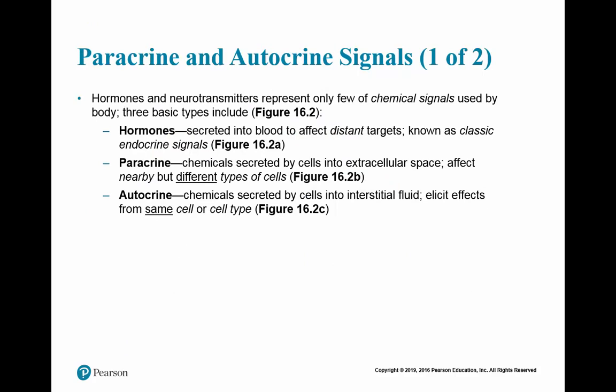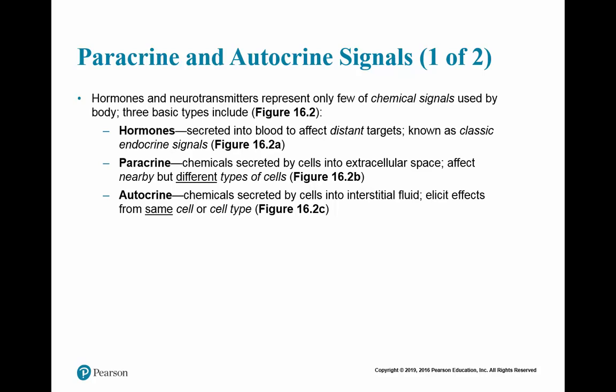Now looking at objective 2, some of the chemical signals used by the body. There are 3 main types. Of course, the hormones that we talked about. These are known as endocrine signals. Paracrine, the chemicals are secreted by cells into the extracellular space, and they're going to affect cells that they are close to. They don't have to be the same type of cell, but they have to be close to it, because para means next to, crine means to secrete.